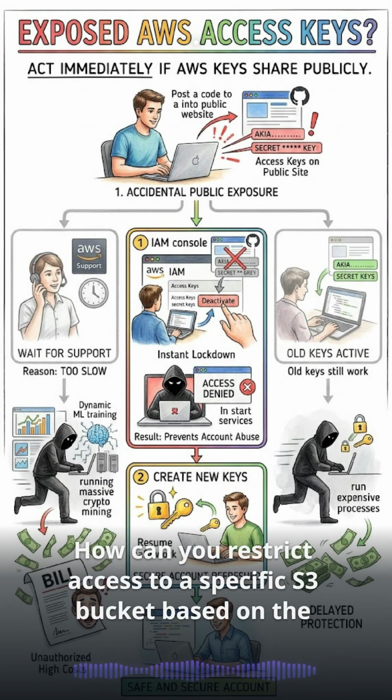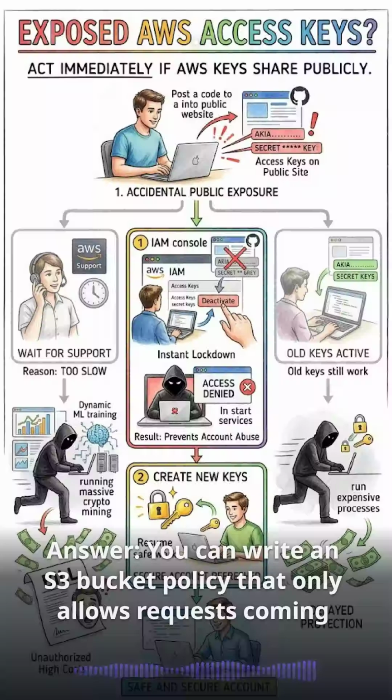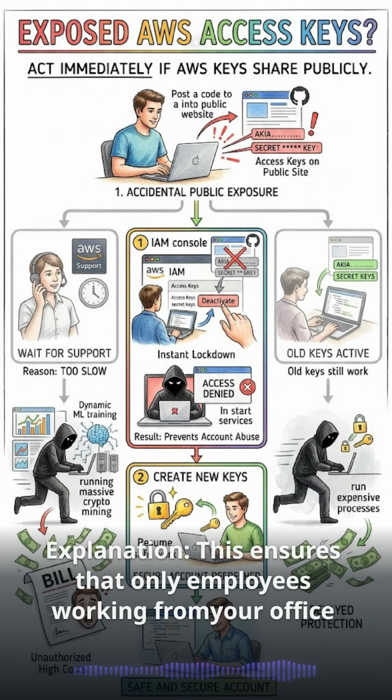55. How can you restrict access to a specific S3 bucket based on the user's IP address? You can write an S3 bucket policy that only allows requests coming from your company's official IP range. This ensures that only employees working from your office or VPN can see the sensitive data inside the bucket.